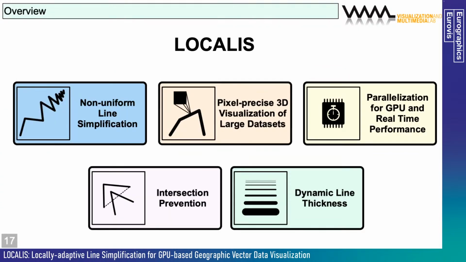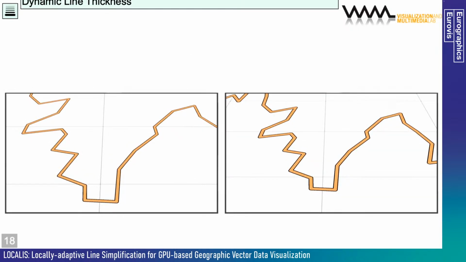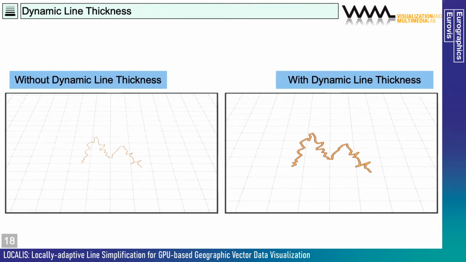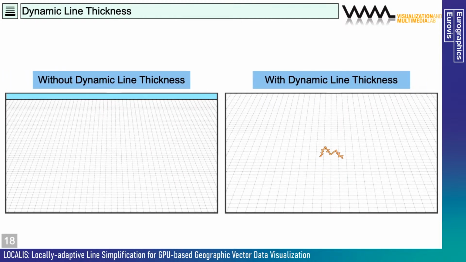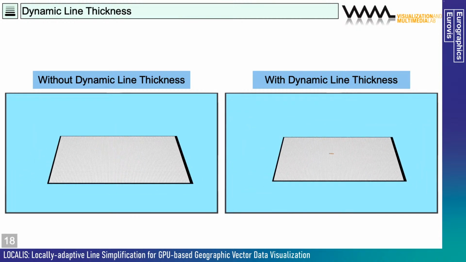The last feature I explain is dynamic line thickness. Localis can dynamically change the thickness of the lines using a given function. This can be useful in wider viewing angles to keep the important types of lines visible while the others fade into the background.